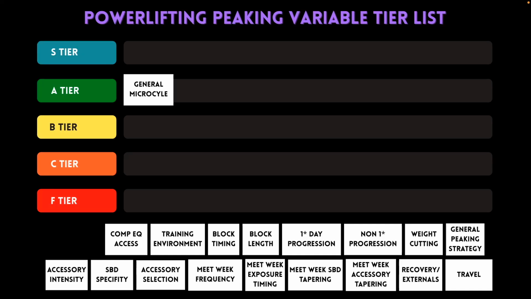All right, so next one, competition equipment access. This is basically how accessible stuff like a combo rack, a competition power bar, kilo plates, a good deadlift platform with a carpet is for an athlete. I think it's probably to nobody's surprise that this is not the most important thing to consider when it comes to programming and for peaking, but it is definitely important to take into account to some degree.